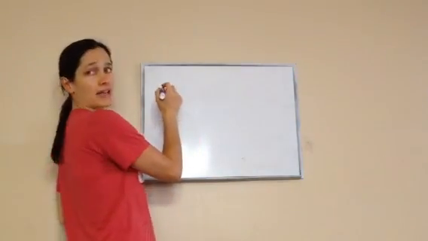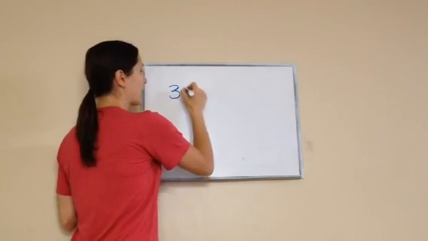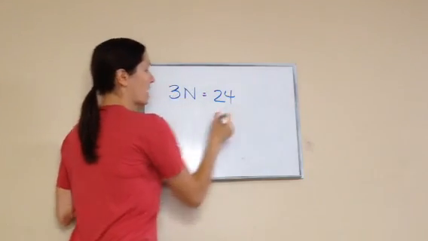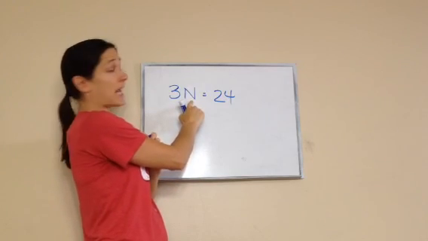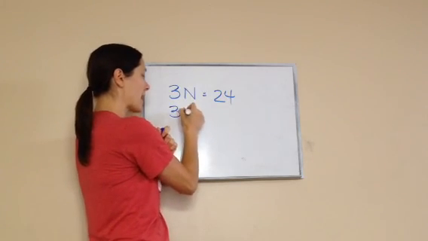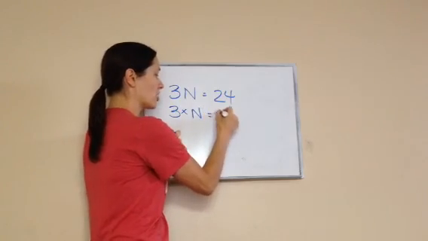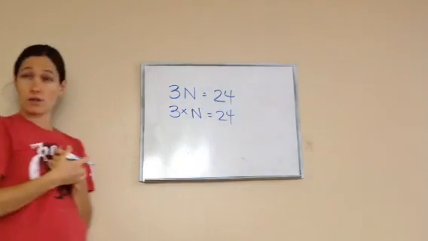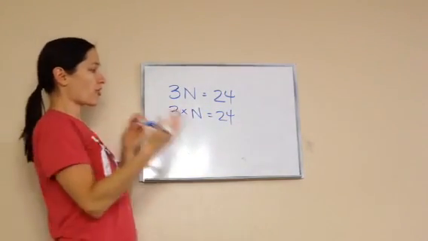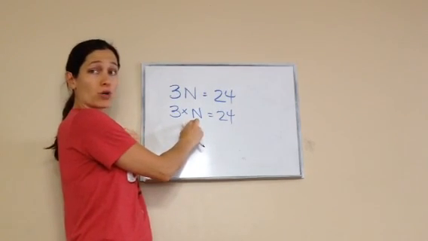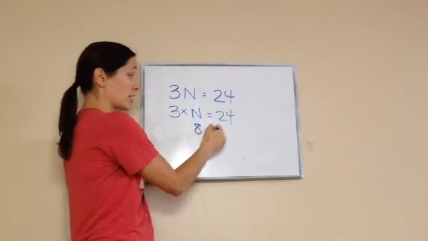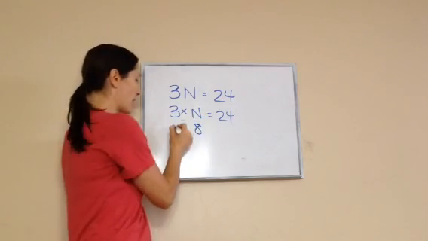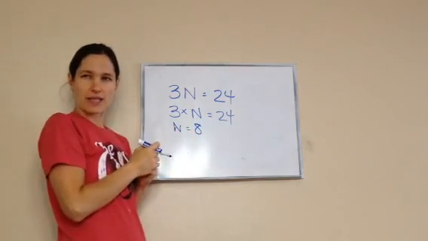Sometimes you may see it written like this. 3n equals 24. Now, anytime a number is next to a letter, it actually means 3 times n equals 24. Now, if you think n is going to equal 8, because 3 times 8 is 24. So n would equal 8. You see how we did that?